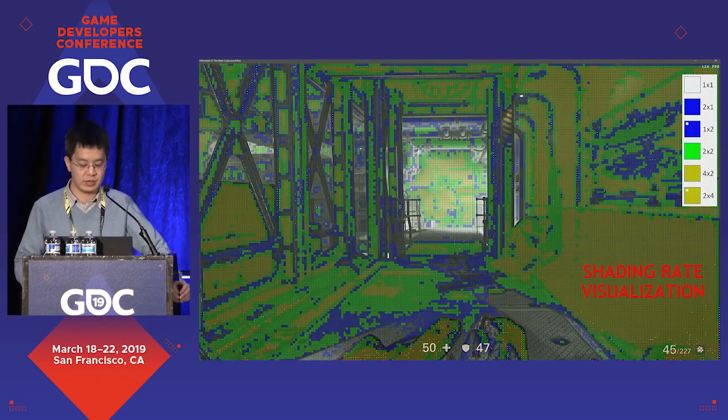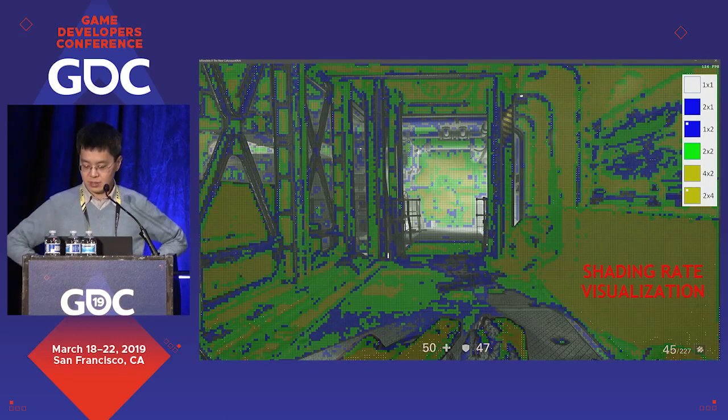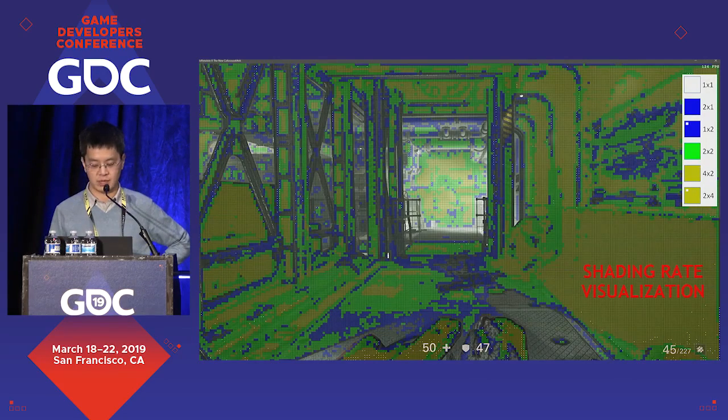What I want to show here is the shading rate visualization. And you can see how many tiles got massive savings on this frame. And this is a static frame, not even including motion. The green tiles got maximum 4x savings, and the yellow tiles got maximum 8x savings.